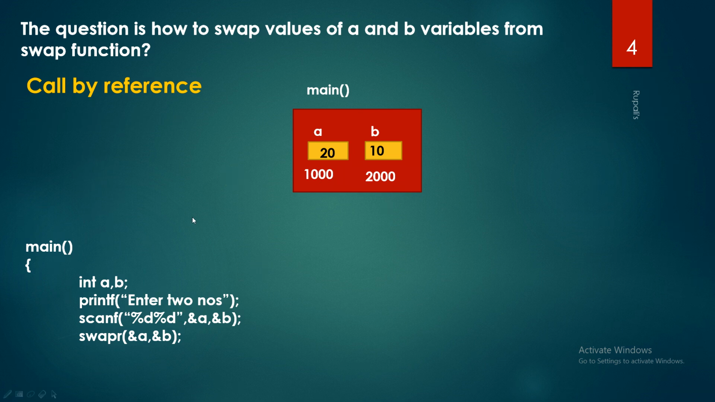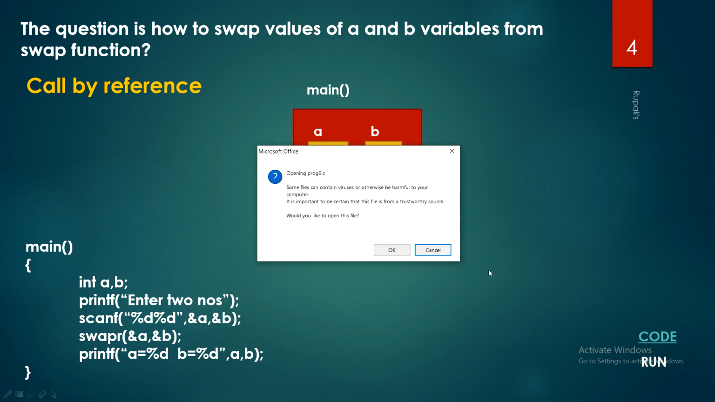Now see, when I want to print the values of A and B here, the value of A is 20 and the value of B is 10. So I am getting the swapped values. In this way, call by reference works. Now let's run the program. See the code first.